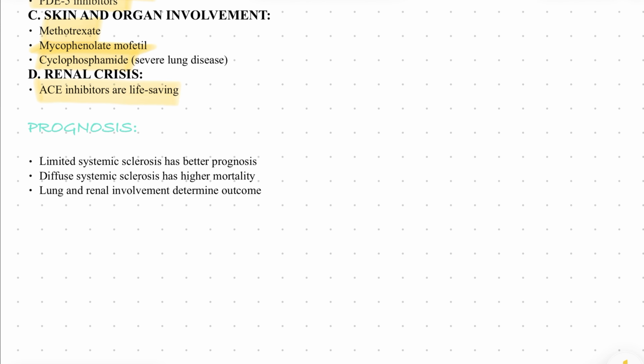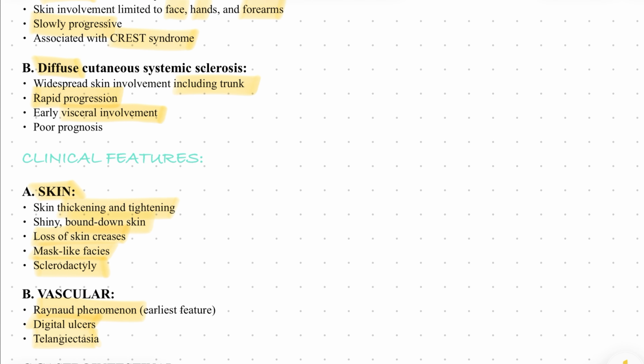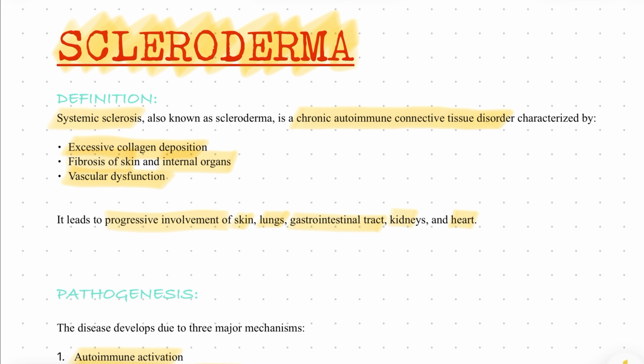So at last, after reading all the story, what is important is that if the patient comes with limited sclerosis, then he has a better prognosis. Diffuse has a higher mortality rate. Lung and renal involvement determines the outcome. Obviously, the respiratory and excretory systems, if they are affected, play a vital role in maintaining physiology, right? So let's revise quickly. Important topic, you need to revise well.